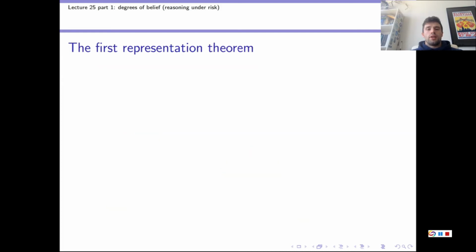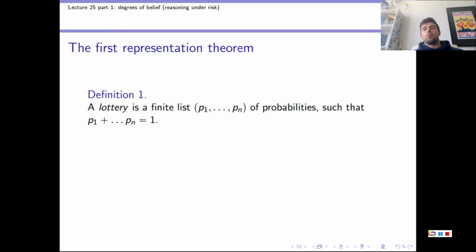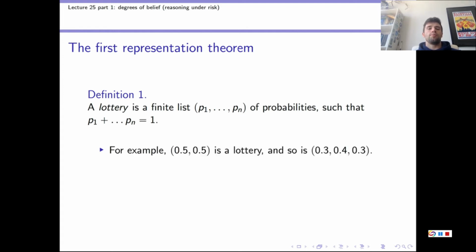So far what we've developed is a little of expected utility theory, which is the workhorse model of choice under risk. The next thing we're going to do is state the first of our big theorems that tells us how we can recover our degrees of belief from our expected utilities when we're reasoning under risk. So to do that, we'll introduce some definitions. We call a lottery a finite list, P1 all the way up to Pn, of probabilities such that they all add up to 1. So for example, 1/2, 1/2 is a lottery, and so is 0.3, 0.4, 0.3.